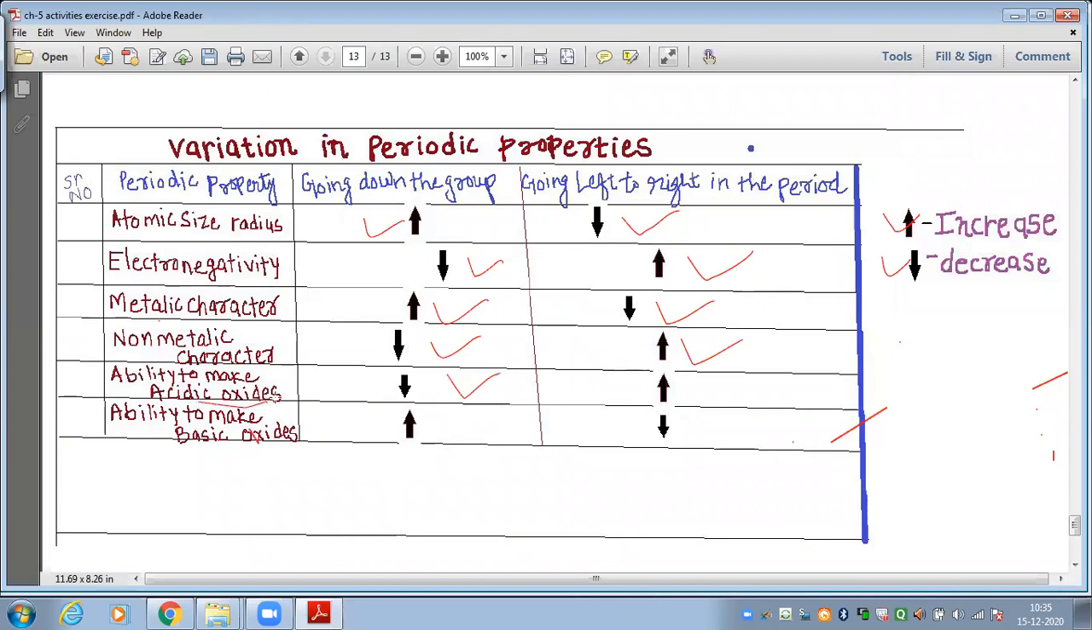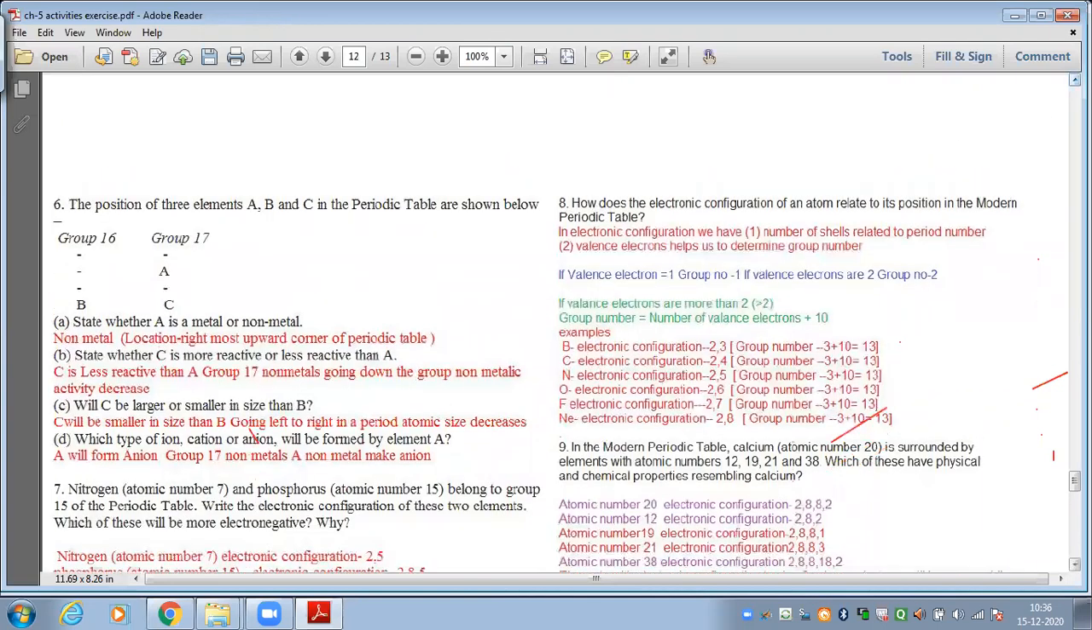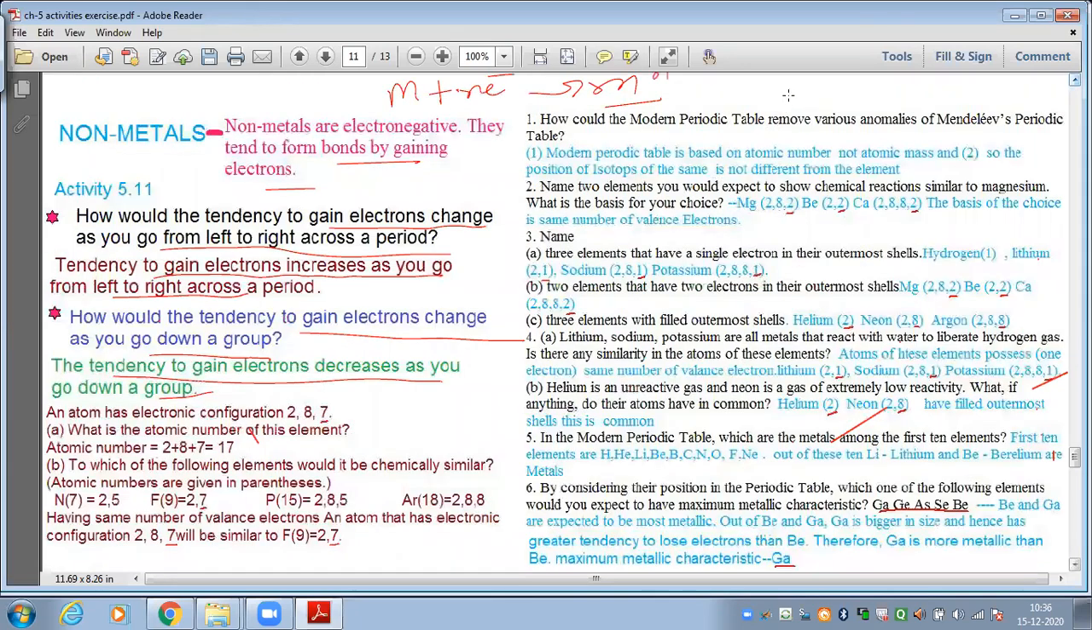Ability to make acidic oxide, which is by non-metal: going down the group, ability to make acidic oxide decreases, and going left to right in the period, ability to make acidic oxide increases. Ability to make basic oxide going down the group increases, and going left to right in the period, ability to make basic oxide decreases, my dear students.